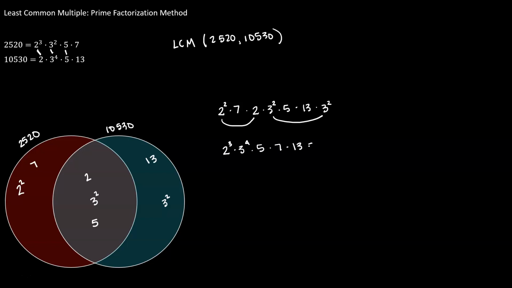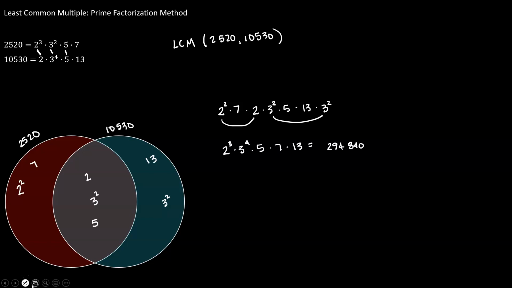And my calculator is telling me that we have 294,840. That 4 looks strange. Let's fix it. A little better. That's our least common multiple.